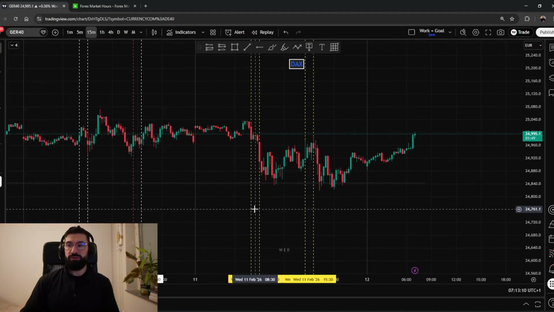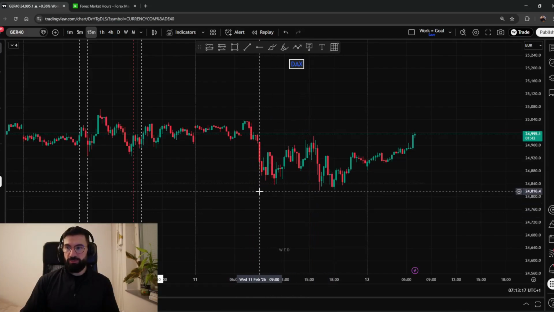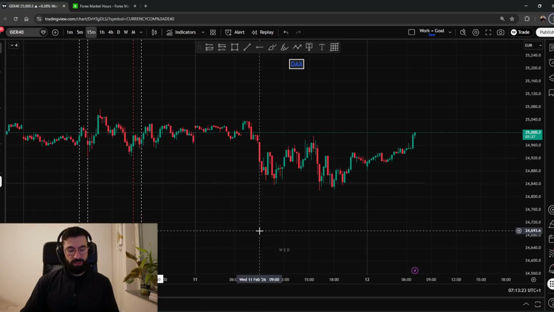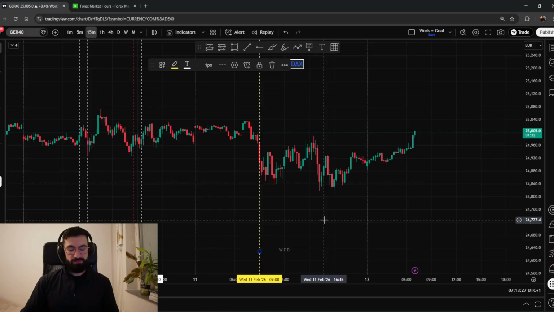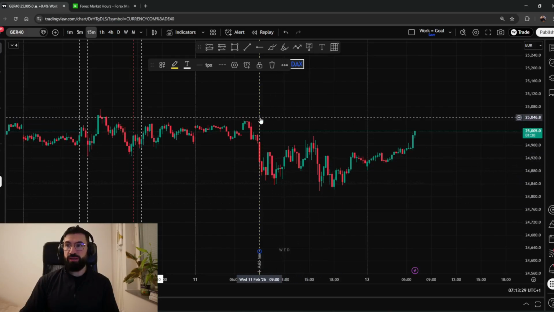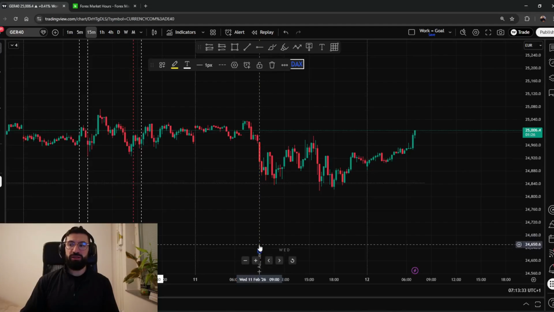Let's jump back to Wednesday right here. Let me just remove these lines. So this is what I do. I mark out, you can see here it says 9 o'clock. I press Alt V, and it gives me a line, and this line indicates that the market session opens at 9 o'clock.